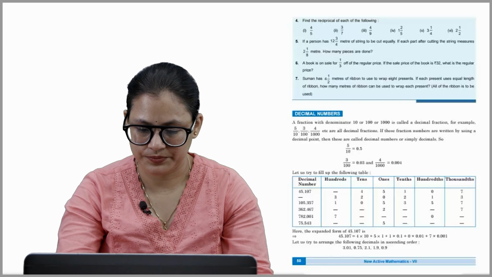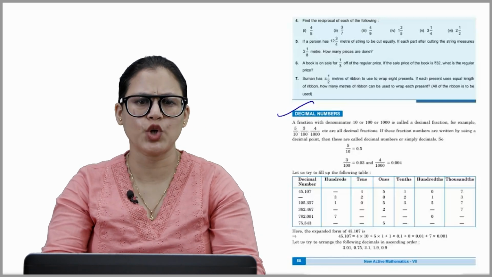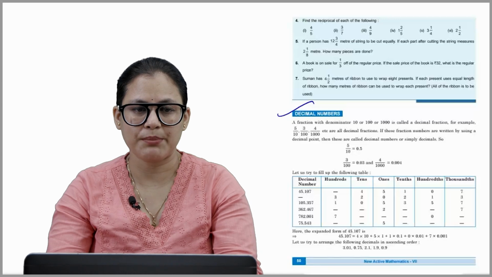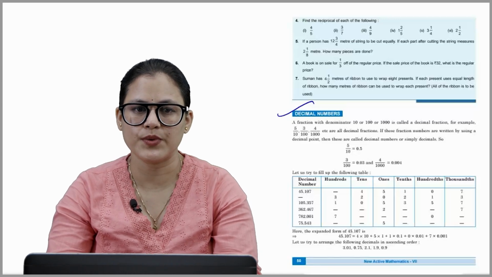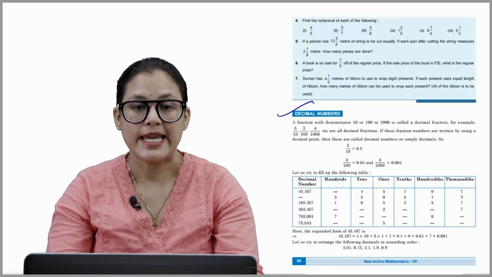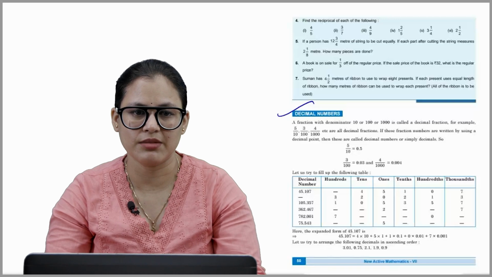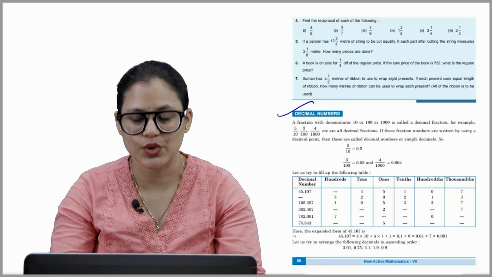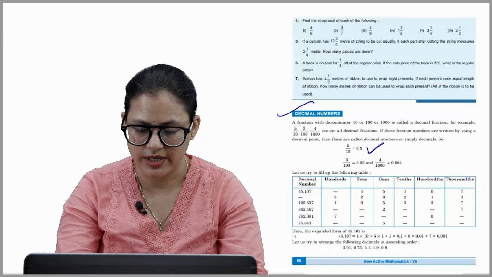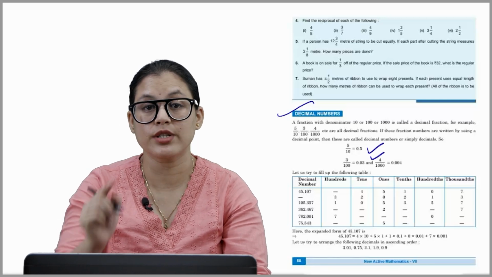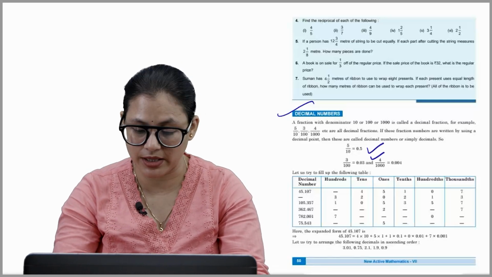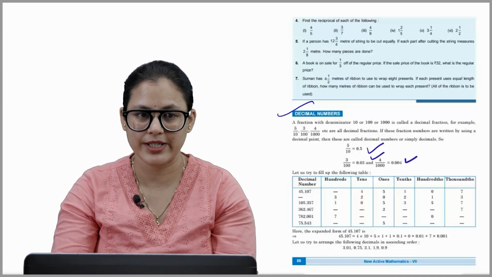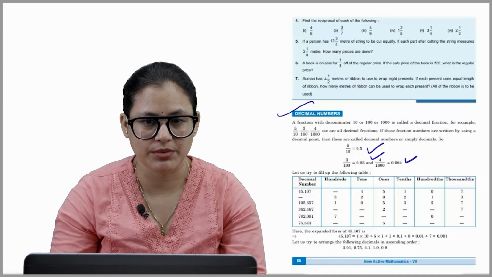Decimal numbers. A fraction with denominator 10, 100 or 1000 is called a decimal fraction. For example, 5 by 10, 3 by 100, 4 by 1000 are all decimal fractions. When these fraction numbers are written using a decimal point, they are called decimal numbers or simply decimals. So 5 by 10 is equal to 0.5, 3 by 100 is equal to 0.03 and 4 by 1000 is equal to 0.004. Let us try to fill up the following table.